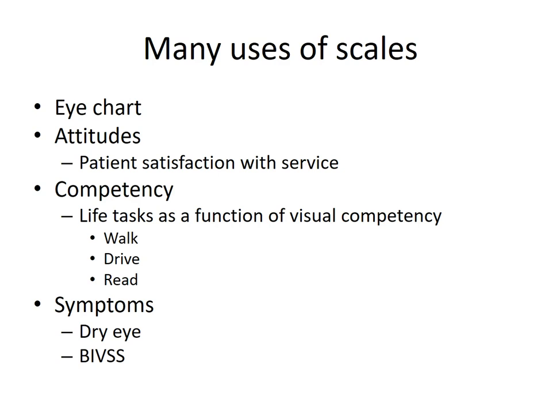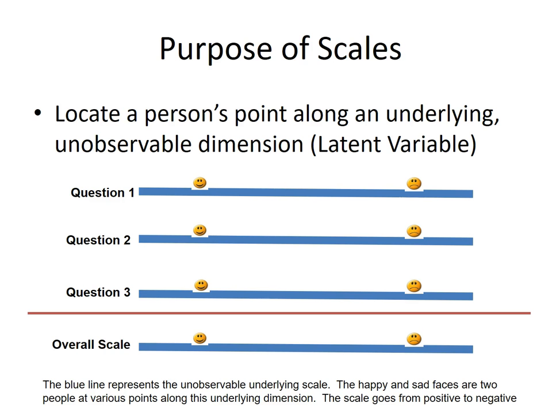So there are many uses of scales. We have eye charts, attitudes, patient satisfaction, competency, life tasks, symptoms. We've talked about the BIVS. There's also the dry eye scale, a very popular scale. But again, it's getting at those symptoms that you can't really objectively measure, but how do you make it a metric so that you can?